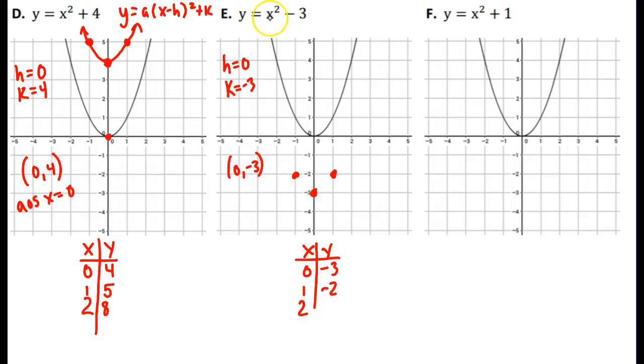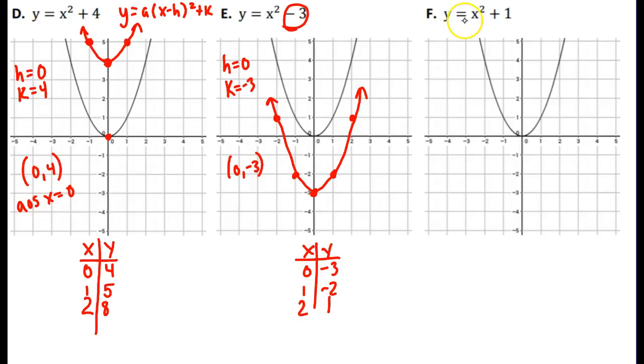And then 2 times 2 is 4. 4 minus 3 is 1. So at the point 2, 1 is another point. So -2, 1. And notice I still have that same shape that I have with my parent function here. However, it's just shifted down 3 units. Okay, so my translation is that it's shifted down because of this -3.